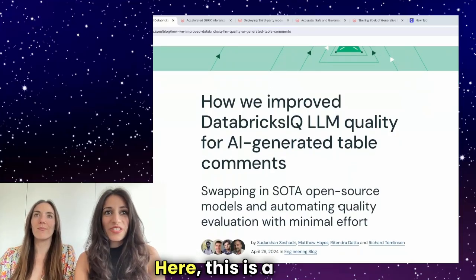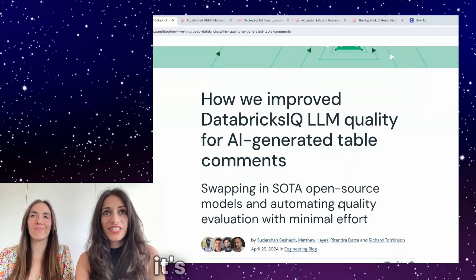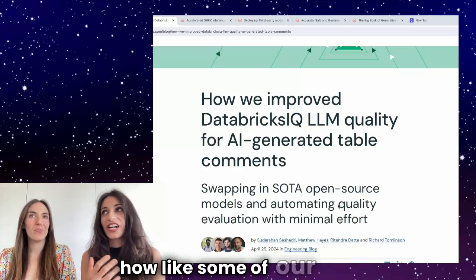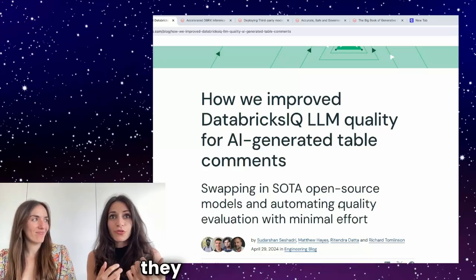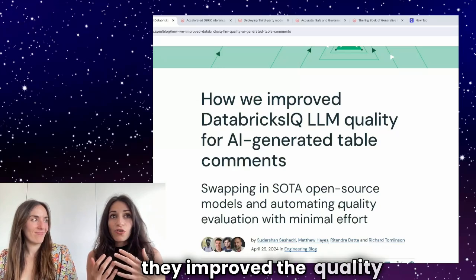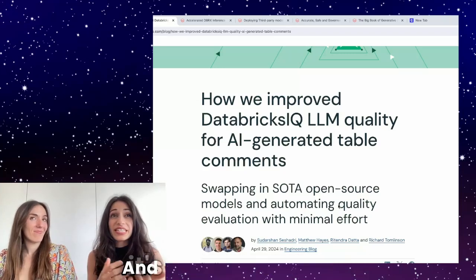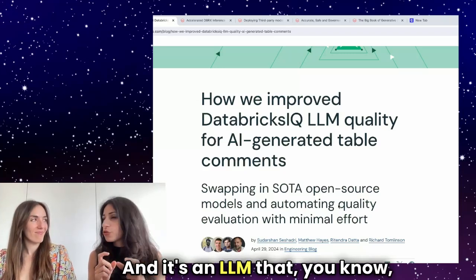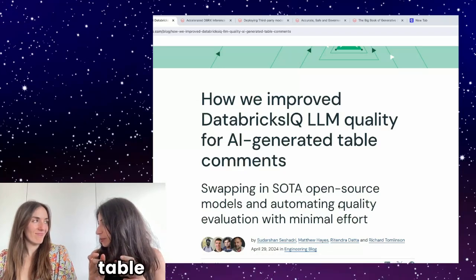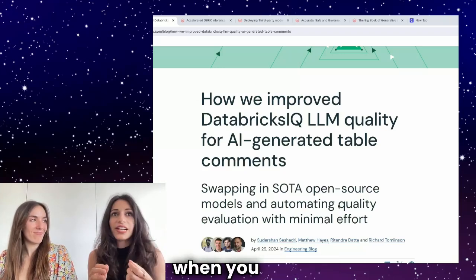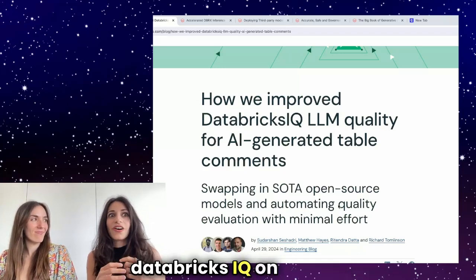Here, this is a blog post. It's not an announcement. It's just a blog that goes through basically how some of our engineers at Databricks improved the quality of the output of their LLM. And that's an LLM that does all the AI generated table comments, table descriptions that you can see when you leverage Databricks IQ on Databricks.